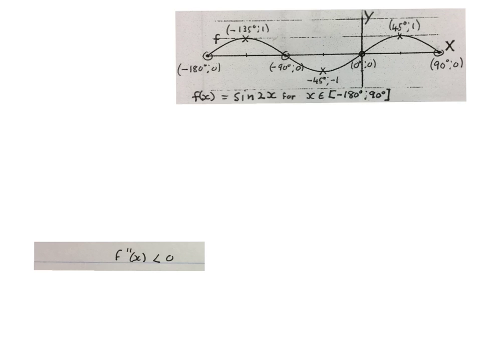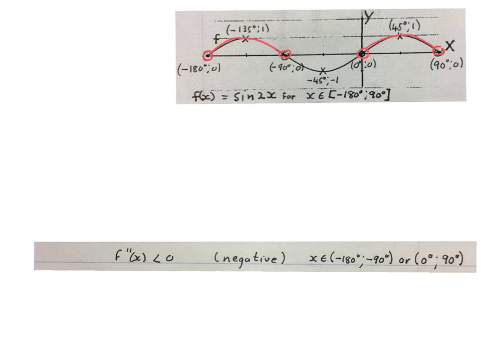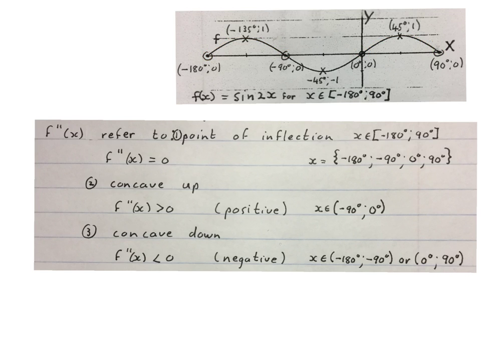Next we have to find the part where the second derivative is smaller than 0. Smaller than 0 means negative, so where your second derivative is negative, that's these two red parts, and that is from minus 180 excluding, up until minus 90 excluding, and 0 all the way up to excluding 90. Please stop the video and get your brain around all these notations on the second derivative and what it means.